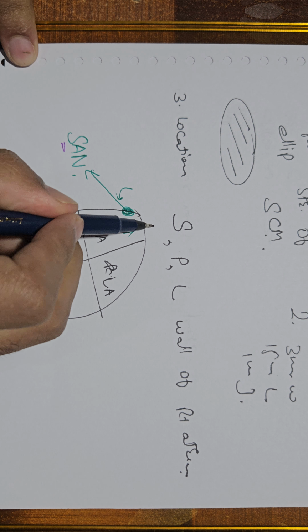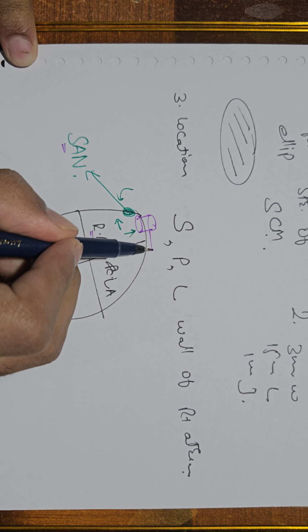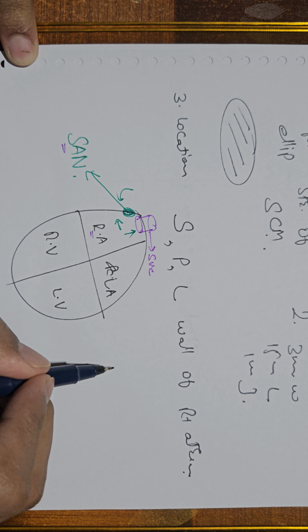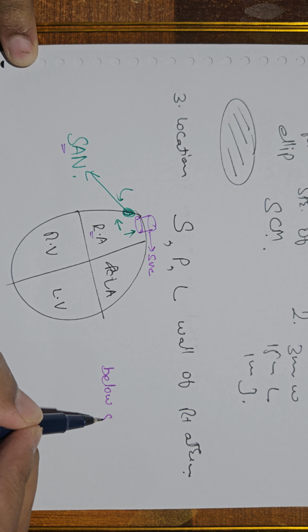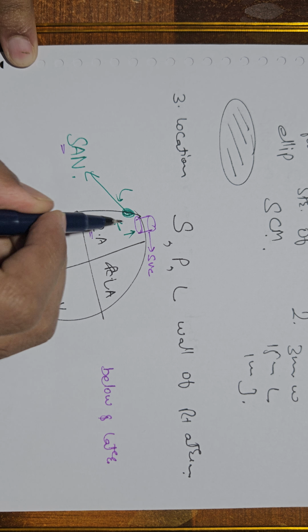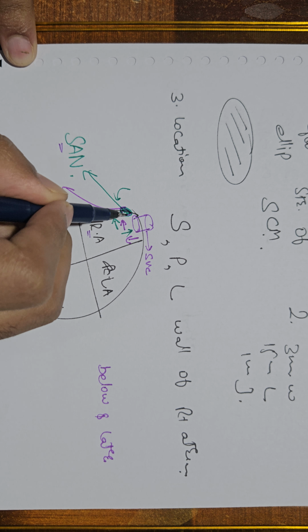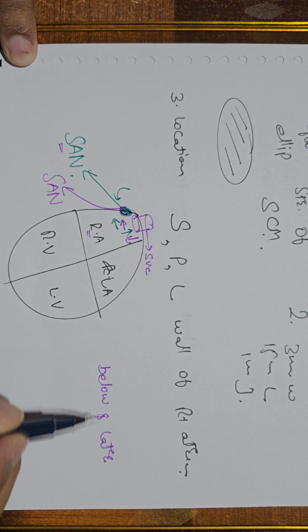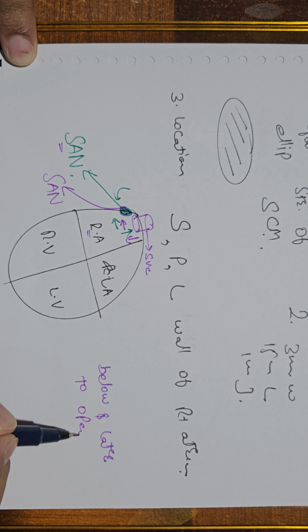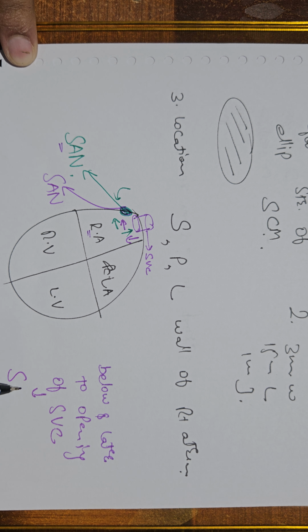There is another landmark in the right atrium which can determine the position of the sinoatrial node. In the right atrium, there is an opening of a vessel that's called the superior vena cava. Below the superior vena cava and lateral to the superior vena cava is the presence of the sinoatrial node. So below and lateral to the opening of the superior vena cava is the location of the sinoatrial node.